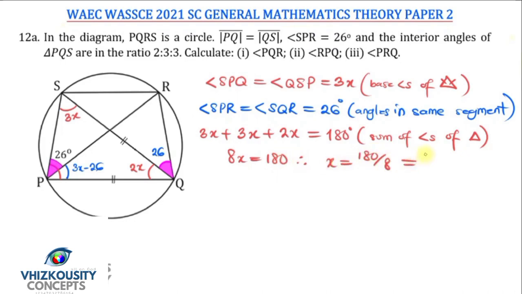That was going to be 18, 18, that is 2, remaining 2, 18, 20, that is also 2, remaining 4. 4 over 8 is 0.5, so x is 22.5 degrees.